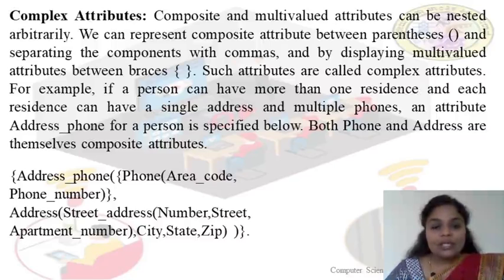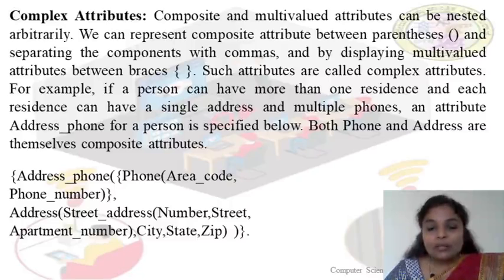For example, if a person has more than one residence, meaning home or house, and each residence can have a single address. House 1 has a separate address, house 2 has a separate address, and multiple phones. An attribute address phone for a person, as specified below, is a complex attribute.